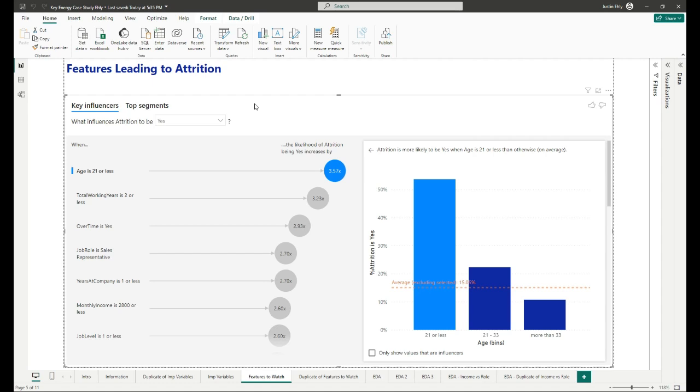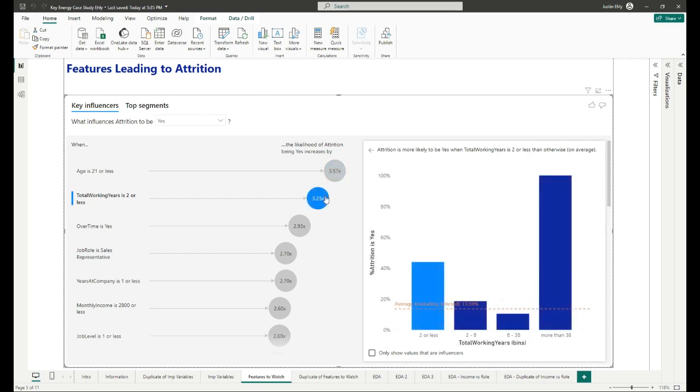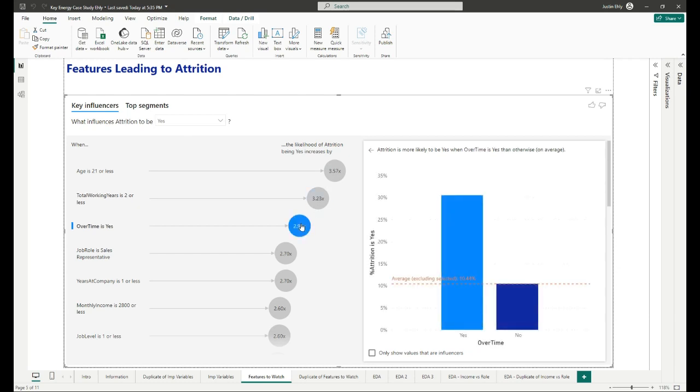Somebody that's 21 or less is 3.6 times more likely to leave a company than the average employee, which is at 15%. Total working years being 2 or less, they're 3.2 times more likely to leave the company. Overtime being a yes, they're almost 3 times as likely, and so on and so forth.